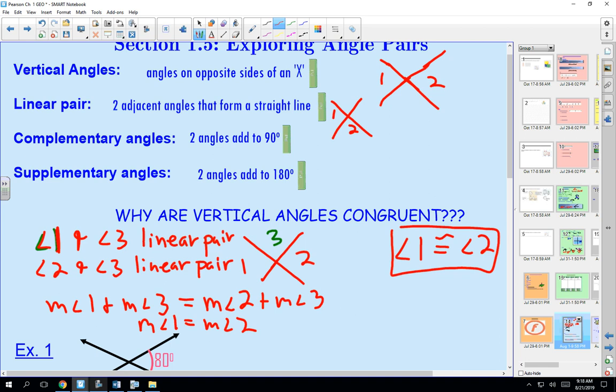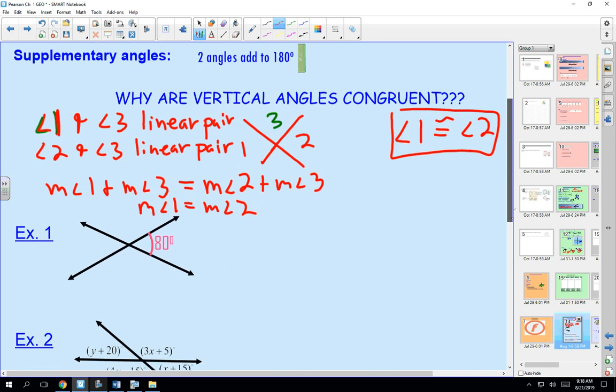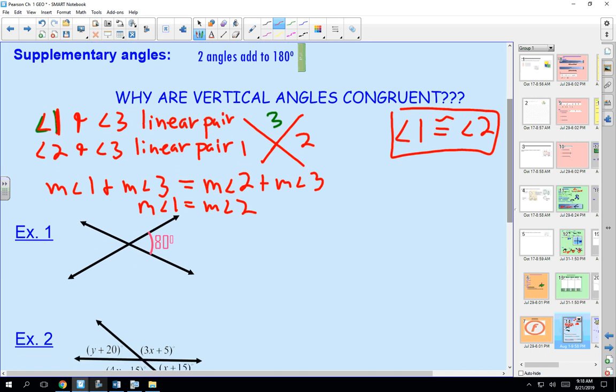So if vertical angles are congruent, what's the measure of this angle over here? 80 degrees. As a matter of fact, when you have two crisscrossing angles, if you're given one of them, you can find all four. So it's kind of four for the price of one.